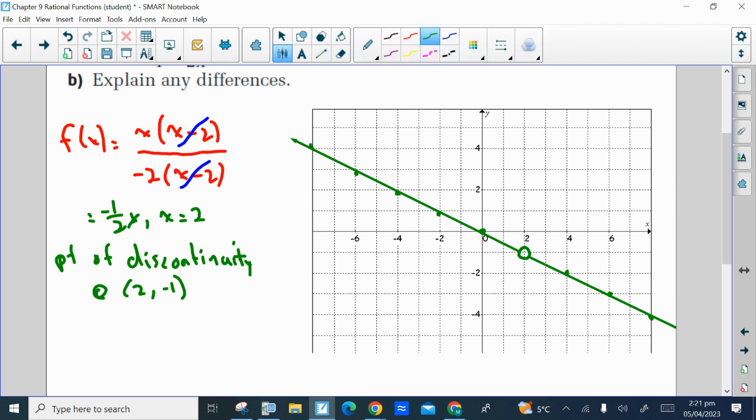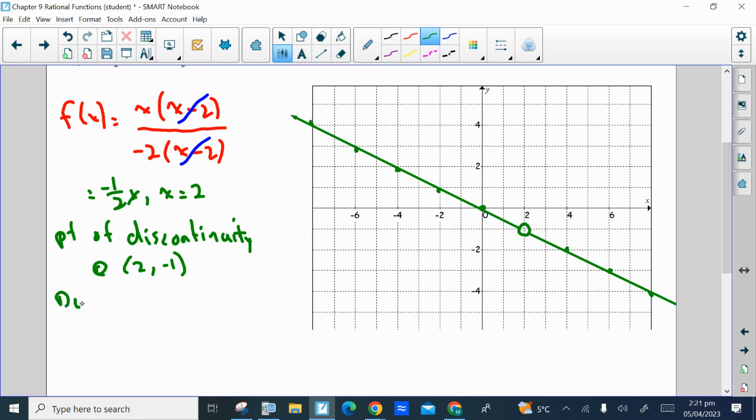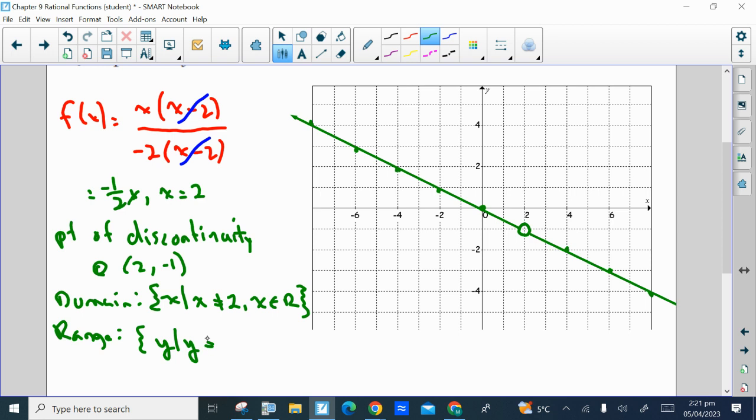The domain of this again will be all values of x except for positive 2, all real values except for positive 2. And the range will be all real values of y except for negative 1. So that's what we know about f of x.